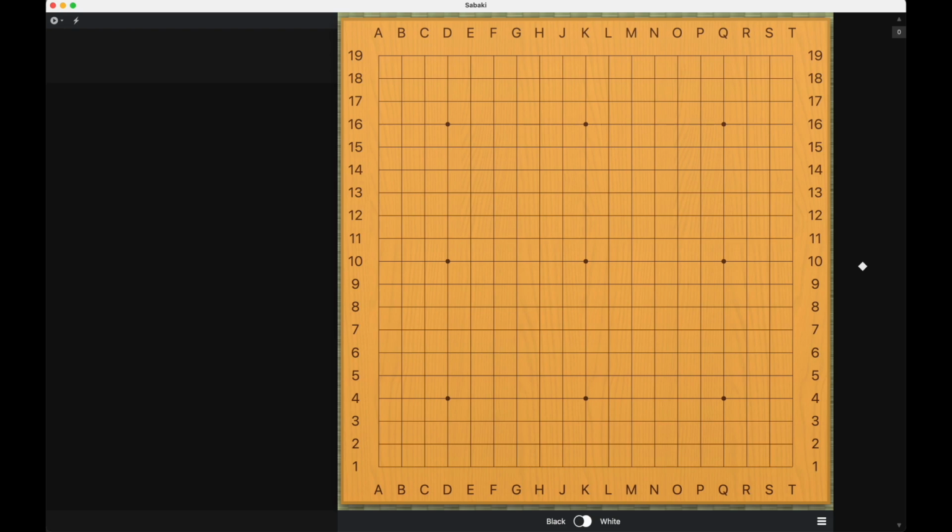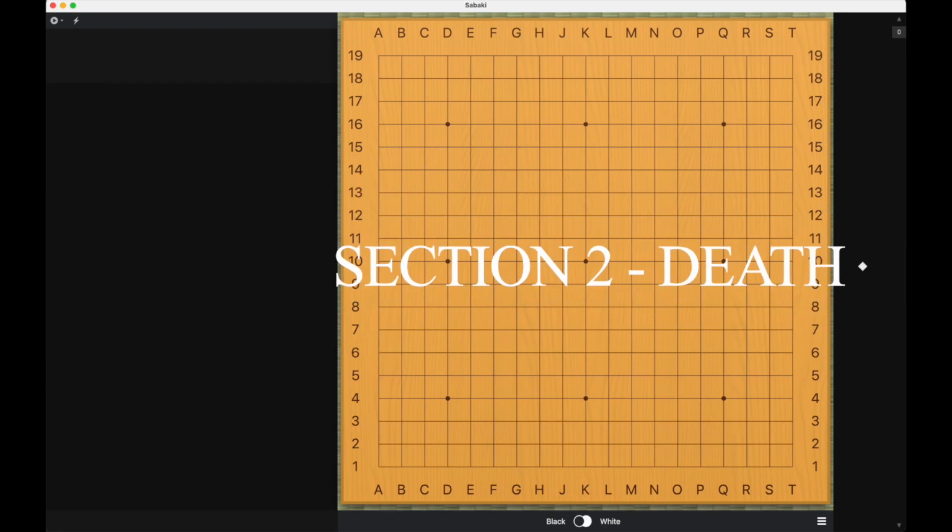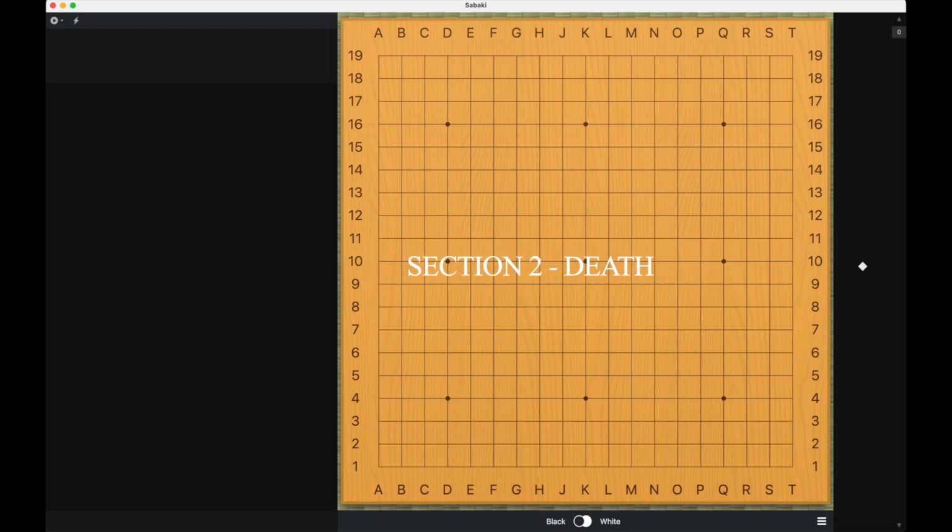Gokyo Shumyo is divided into 7 sections. In this playlist, let's explore section 2, which is called Death. All the questions are for black or white to kill the opponent's group of stones. Knowing how to kill the opponent's group is foundational to the game of Go.